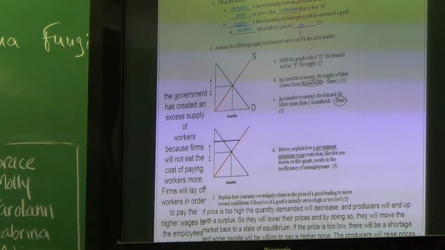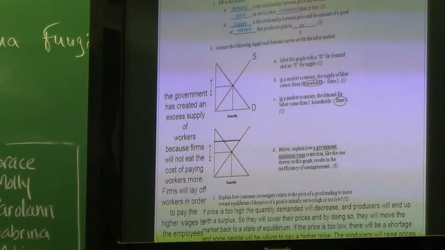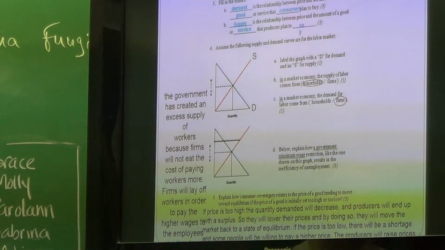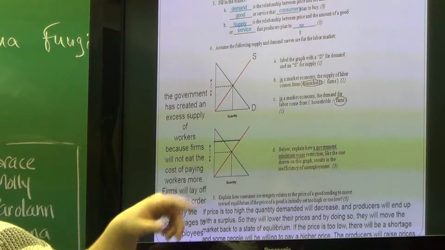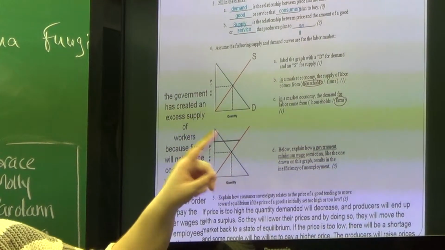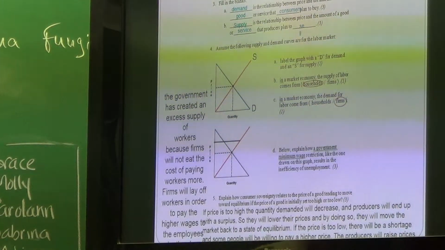And I don't have the rest of it, but you basically understand what's happening there. And because it's a price floor, we're above the equilibrium point, so the quantity supplied exceeds the quantity demanded. Right?